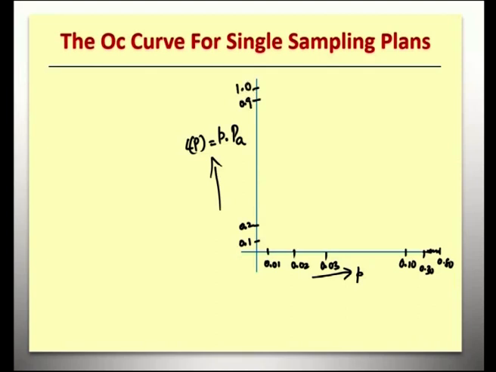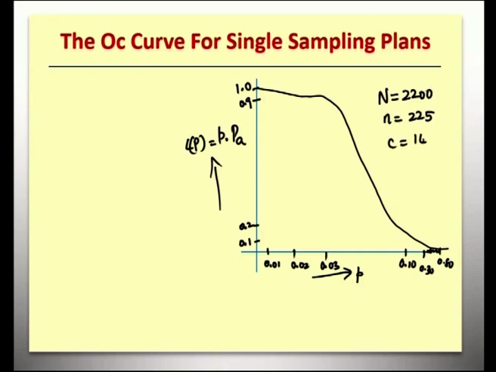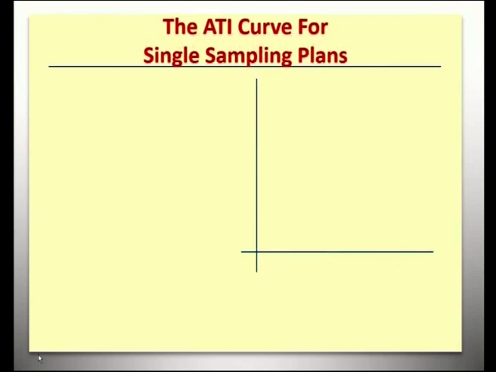Corresponding to 0.01, PPA is 1, therefore the curve goes like this and then shrinks down. So on the x axis we have P and on the y axis we have L of P, that is P into PA. This curve is the OC curve for the single sampling plan for lot size capital N equal to 2200, small n equal to 225, and C, the maximum allowable number of defectives, equal to 14.